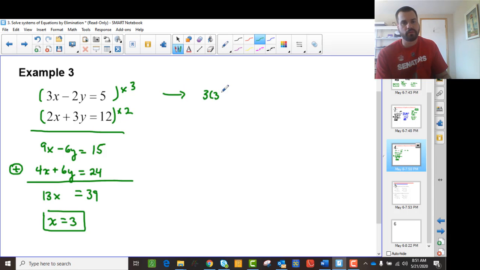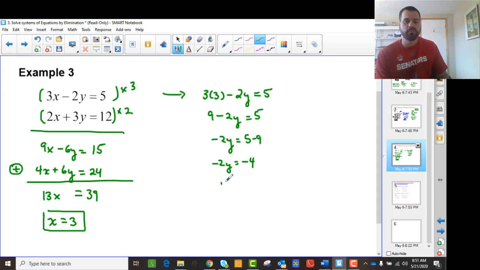So 3 times 3 minus 2y is equal to 5. So 9 minus 2y is equal to 5, which means minus 2y is equal to 5 minus 9, which means minus 2y is equal to minus 4, which means that y is equal to 2. Okay, so I get my answer. And then again, you have to check.